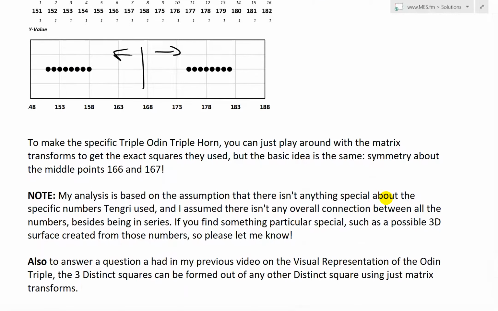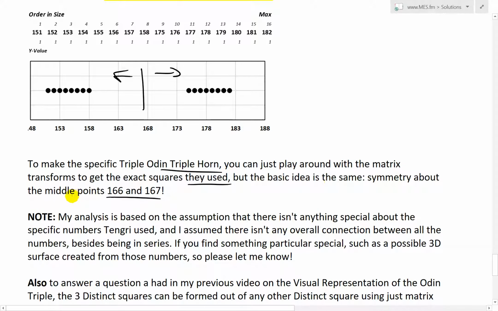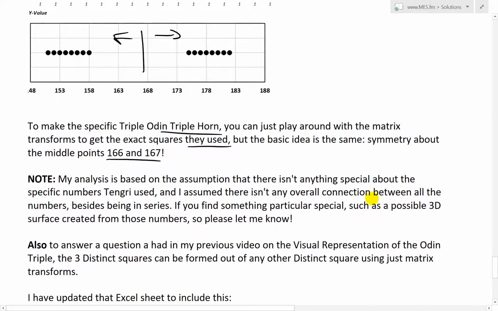Basically, to make a specific Odin Triple Horn, your own specific one, you could just play around with the matrix transforms to get the exact squares they used. But the basic idea is the same: symmetry about the middle points, 166, 167. So you can make your own one if you want, or you can make their specific one, as I went over in my earlier videos, so check those out.